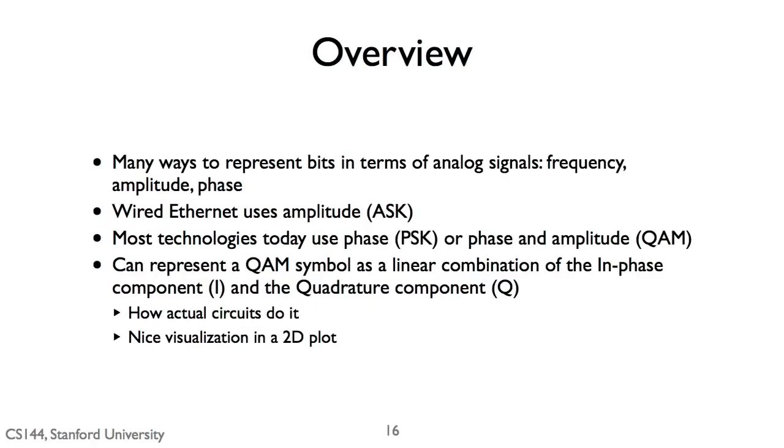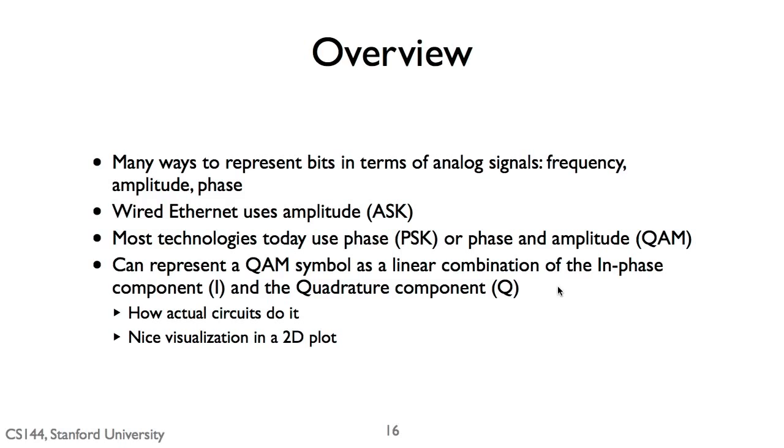So just an overview. There are many different ways that you can take your bits and then represent them in terms of a physical medium, convert them into voltages, phases, frequencies, etc. Wired Ethernet and wired systems often use amplitude to represent signals, whereas most technologies today, like wireless technologies or things that are over less controlled media, like cable modems, DSL, use phase shift keying or a combination of phase and amplitude called QAM, quadrature amplitude modulation.